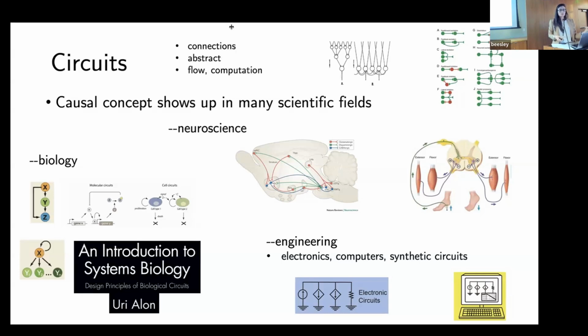And a third unique feature that's showing up in these causal systems is, of course, an emphasis on the flow of a kind of signal through the system and along these different connections, often referred to as a kind of computation that's taking place across circuits in all of these different domains.